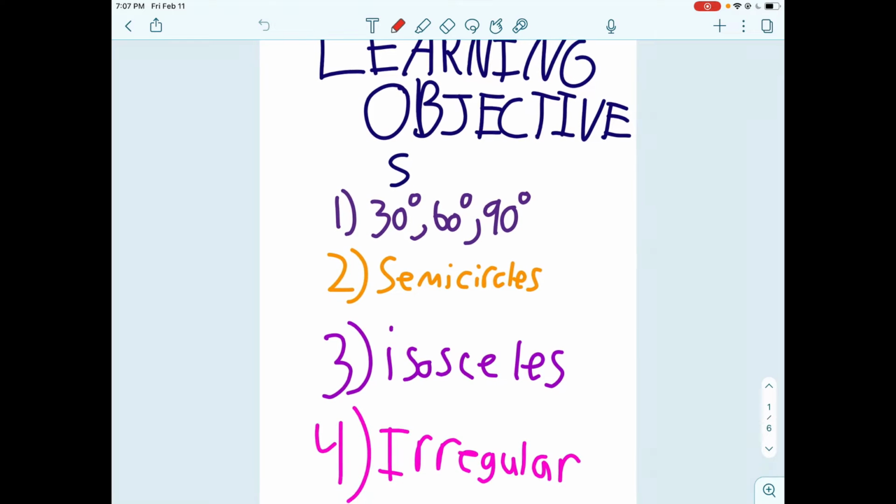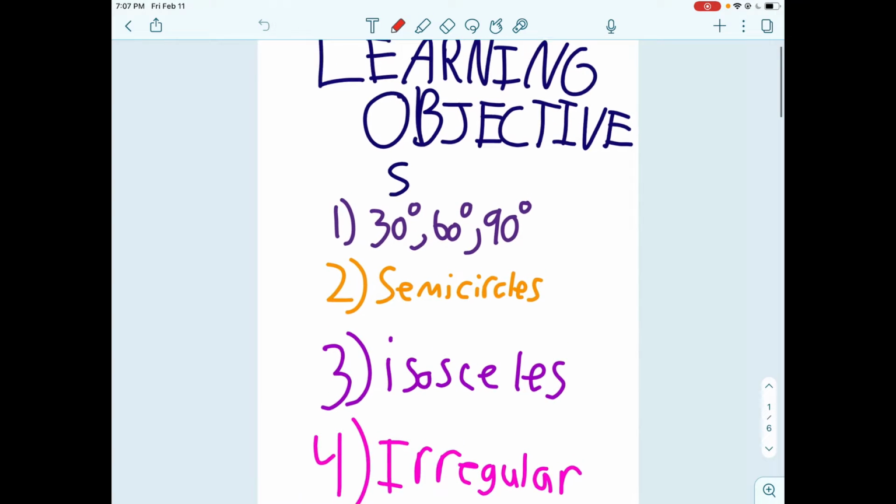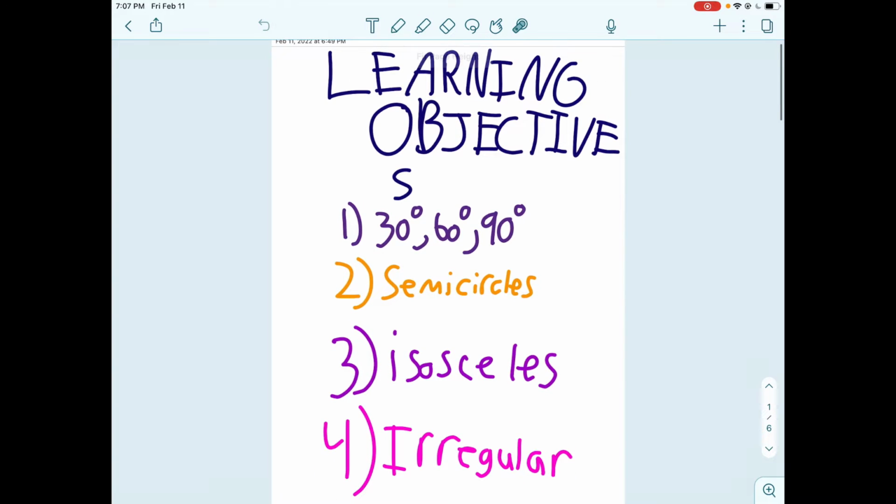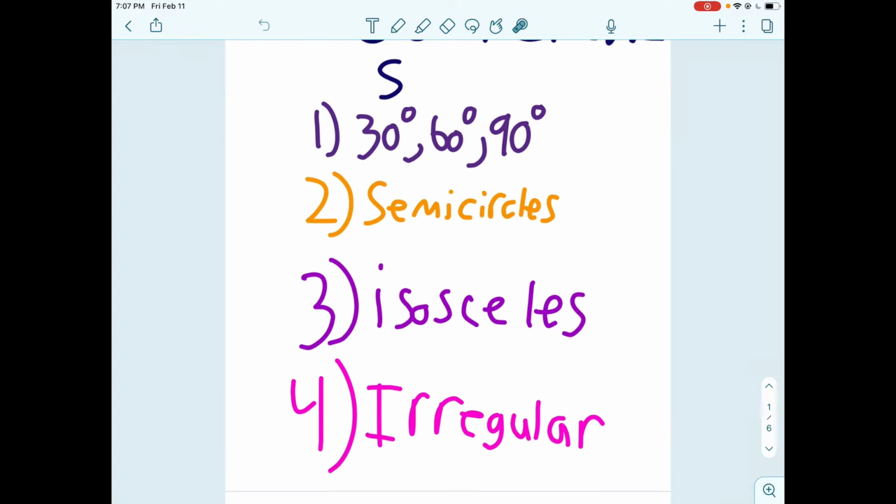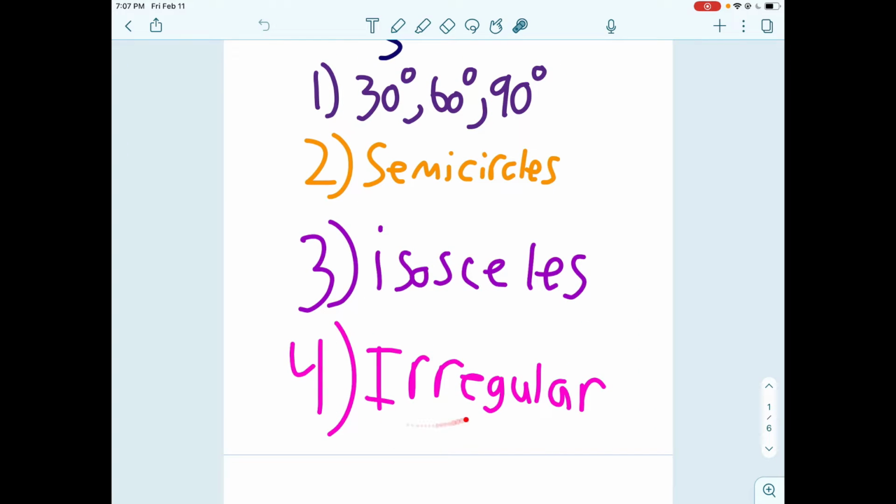So for today, pretty simple. We have four main learning objectives. Our first one is going to be looking at 30, 60, 90 triangles. Second one, we're going to look at some semicircles. Third one, we're going to get used to isosceles triangles. And lastly, we're going to look at some irregular shapes so you guys can know what those look like.